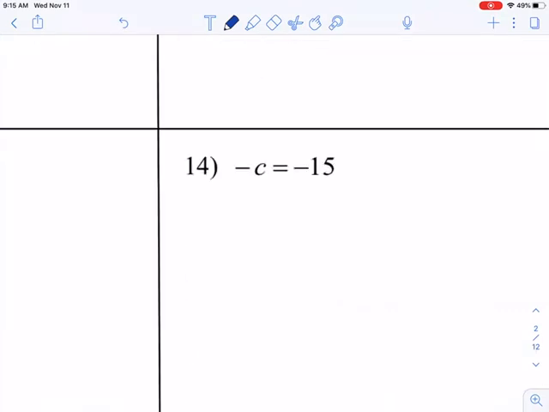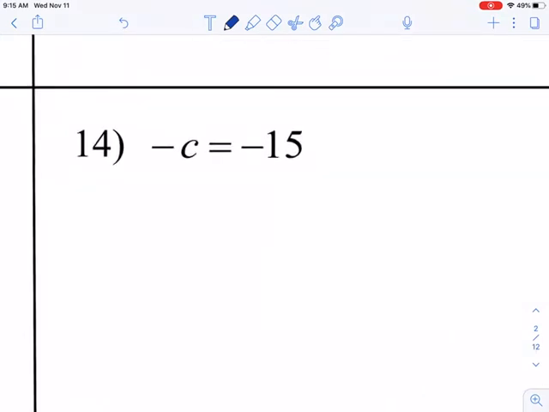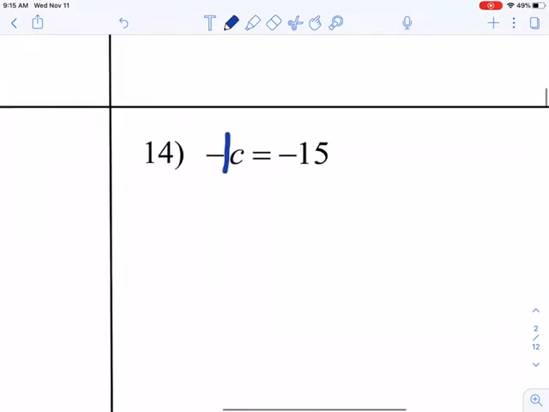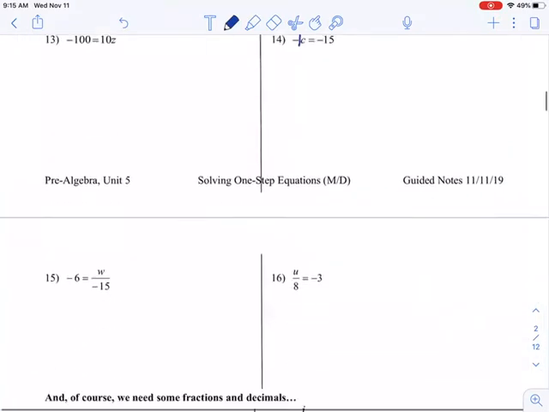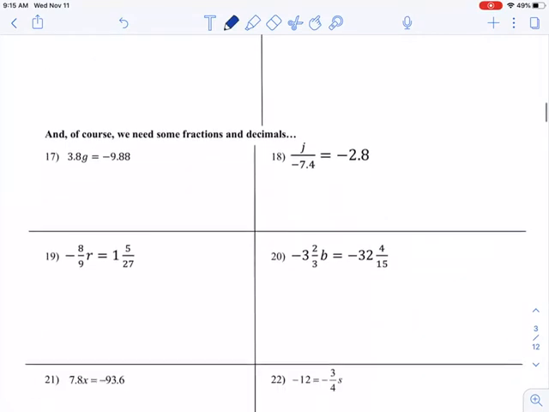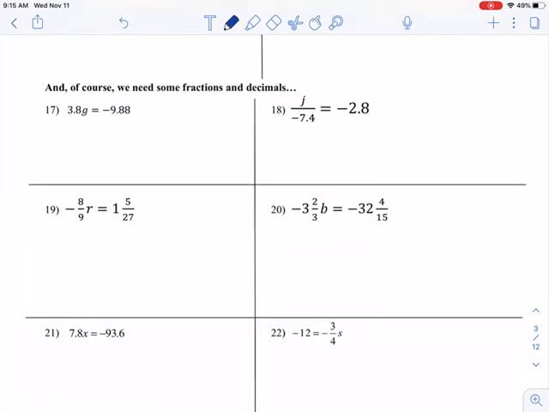If you look at number 14, remember if there's a variable by itself, you can always put a 1 in there. So you would divide by -1. You could also just look at this and say, okay, a negative on both sides would give you a positive, so c would equal +15. All right, and we have some fractions and decimal ones. You can use your calculator for those. Just make sure you are showing what you're doing on both sides.